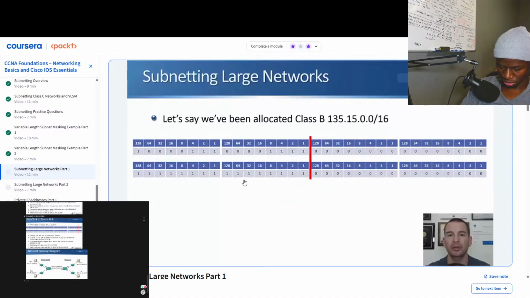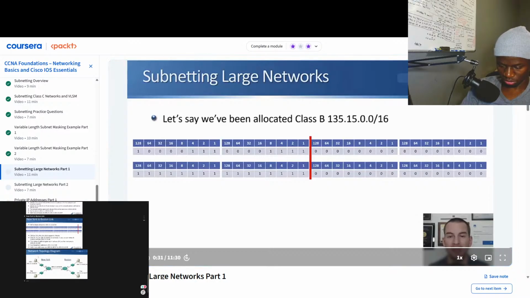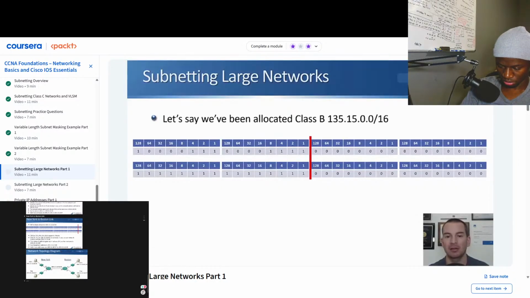Up to this point, we've done several examples of subnetting Class C networks, and hopefully you've got a good handle on that now. In this lecture, we're going to take it on a stage by subnetting larger networks. So we're going to look at subnetting our Class A and our Class B networks. So let's say for our first example that we've been allocated a Class B. The IP address is 135.15.0.0/16. That's our network address.